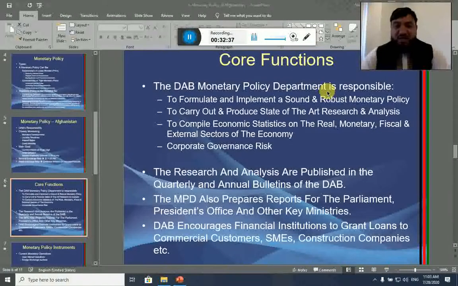The Afghanistan Bank encourages financial institutions to generate loans to commercial customers, small and medium enterprises, construction companies, etc.